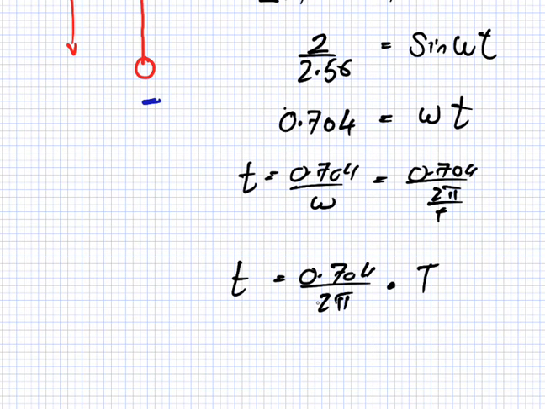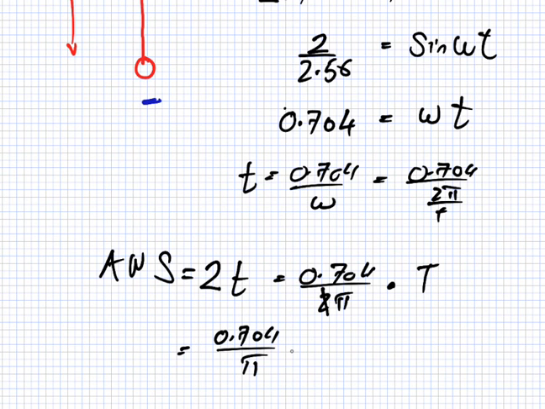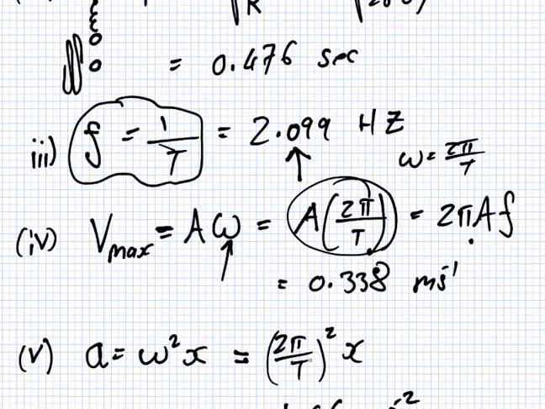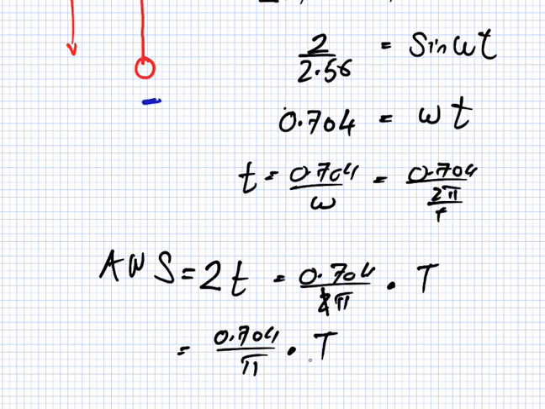But remember I said that's the time just for half the journey. We multiply this by 2. Well, if I bring the 2 up here, I have my answer. So my answer is 0.704 divided by pi multiplied by T. Okay. What was my big T earlier? It's 0.476, thank you. So I get a time of 0.107 seconds.